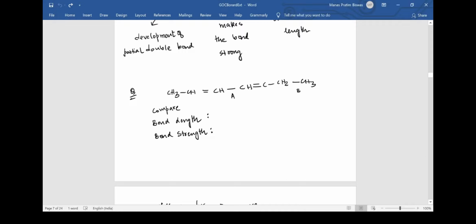Now we shall take up a very easy question based on the facts that we have studied just now. I have given you a molecule and you need to comment on bond length A and bond length B. A is basically the bond between these two carbons and B is basically the bond between these carbons. Now in order to compare the bond lengths, we need to understand if there is a formation of double bond character between the bonds. We have already studied that if double bond character is developed over a single bond, then the bond length decreases as the bond strength increases.